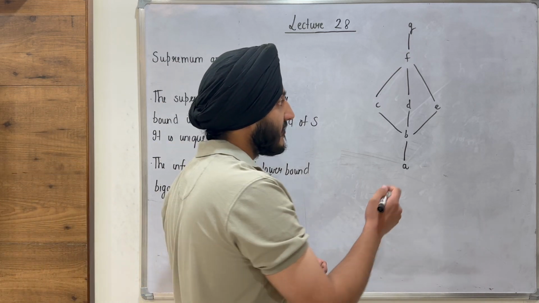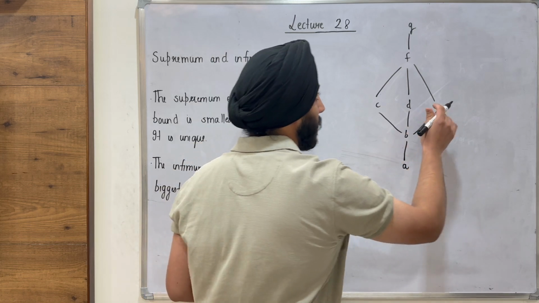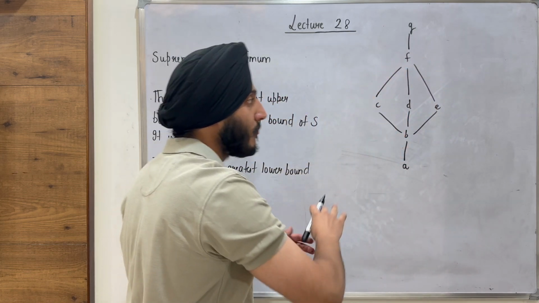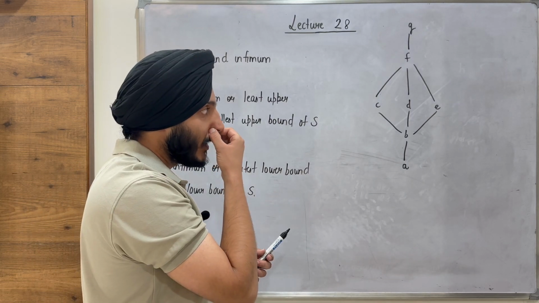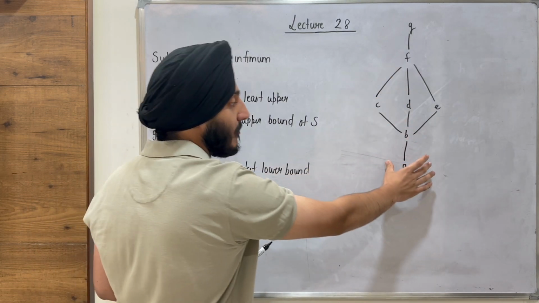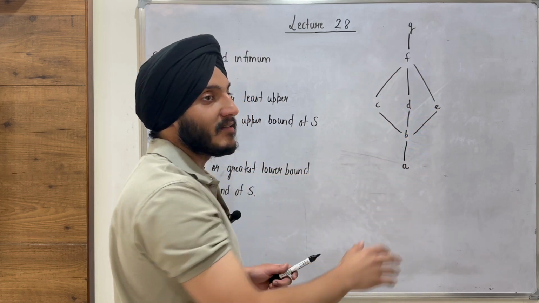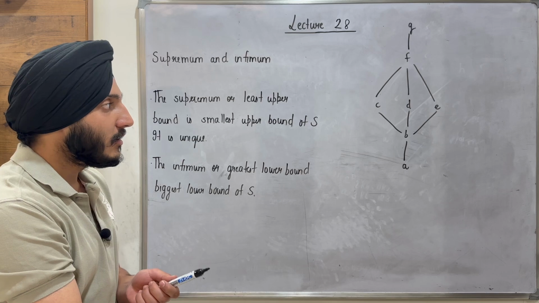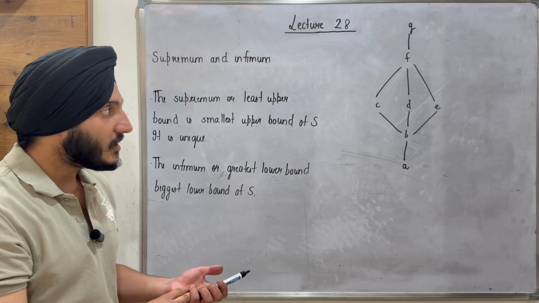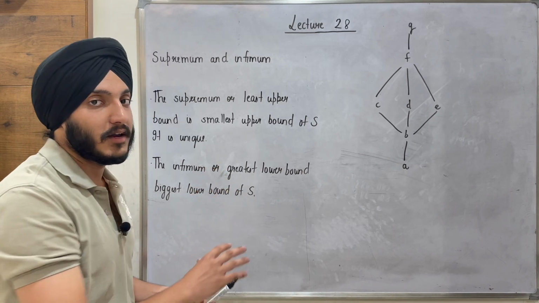For an example, let's say I'm considering this subset. So this is a Hasse diagram. I'm not giving a relation, and not even a set of elements. But let's say you have these elements from A to G, and this is the Hasse diagram related to it. Let's try to understand what the upper bound and lower bound are first, and then we will try to understand the supremum and infimum.